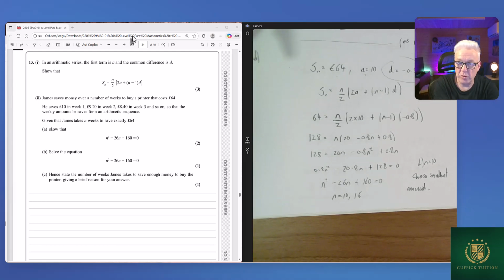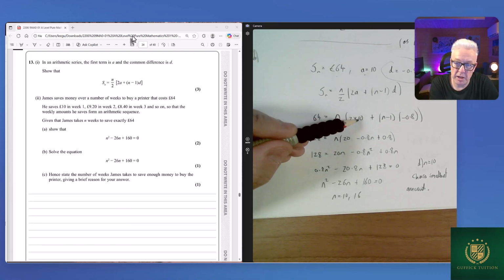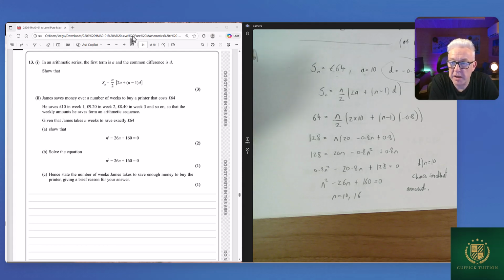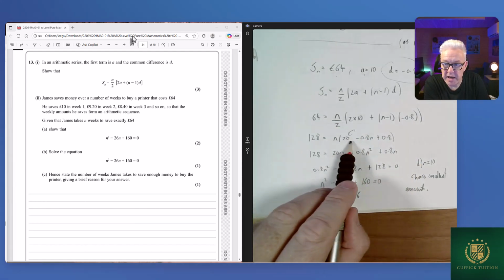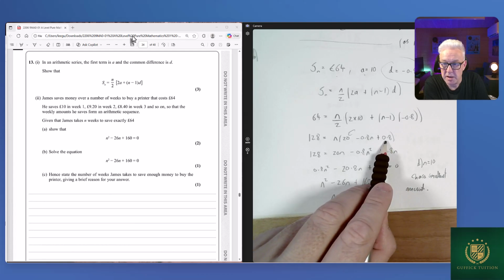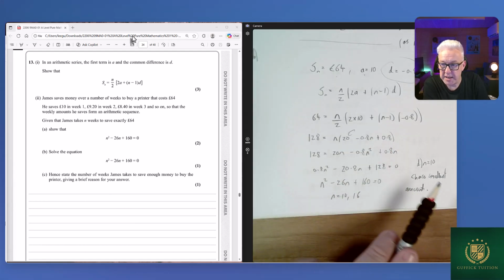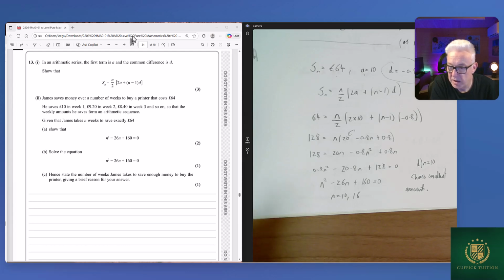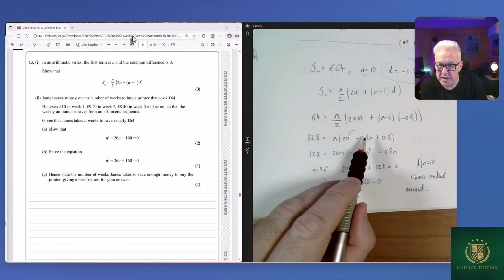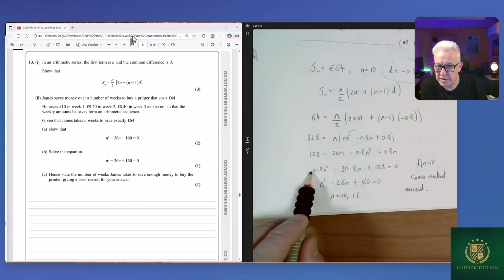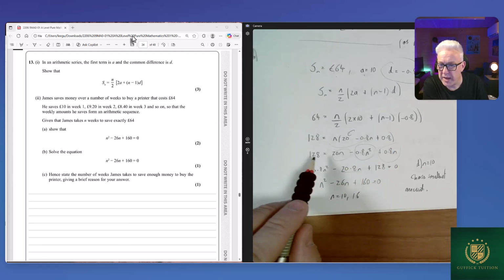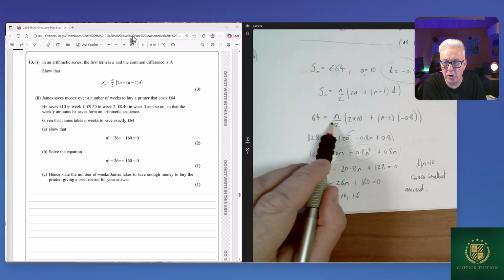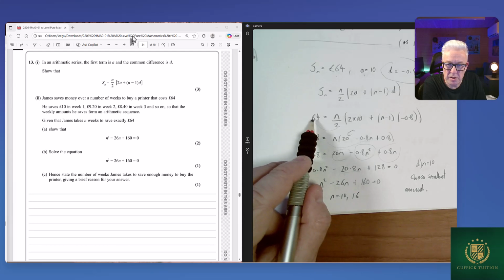We can say that 64 is equal to n over 2 times (2 times 10, which is our a, plus n minus 1 times d, which is minus 0.8). So that gives us 20, and then when we expand that bracket, we get minus 0.8 times n, and a minus times a minus makes a plus. Then we can add together the 20 and the 0.8 to get 20.8 times n, and this is going to be minus 0.8n squared as well. So we get minus 0.8n squared, we get 20n and 0.8n, and that all equals 64, but when we times everything by 2, that becomes 128.